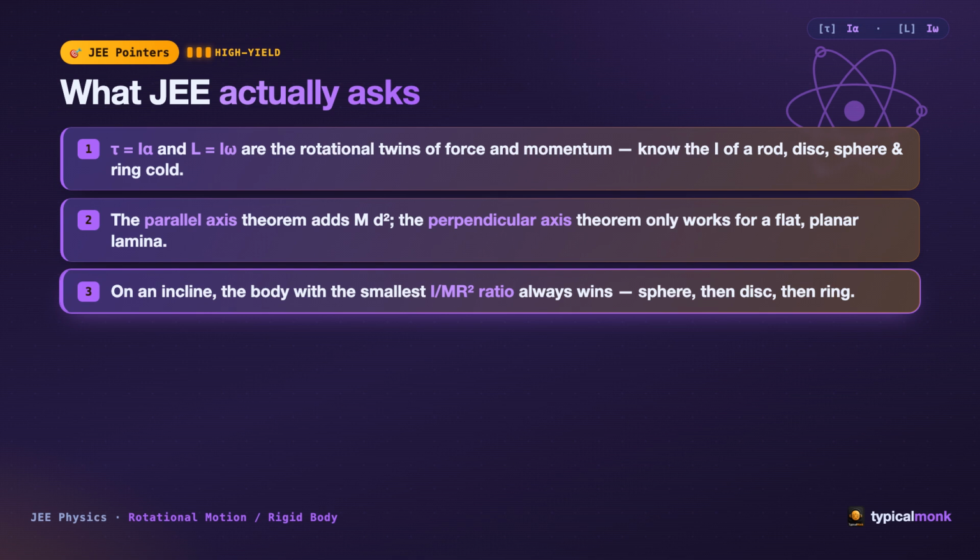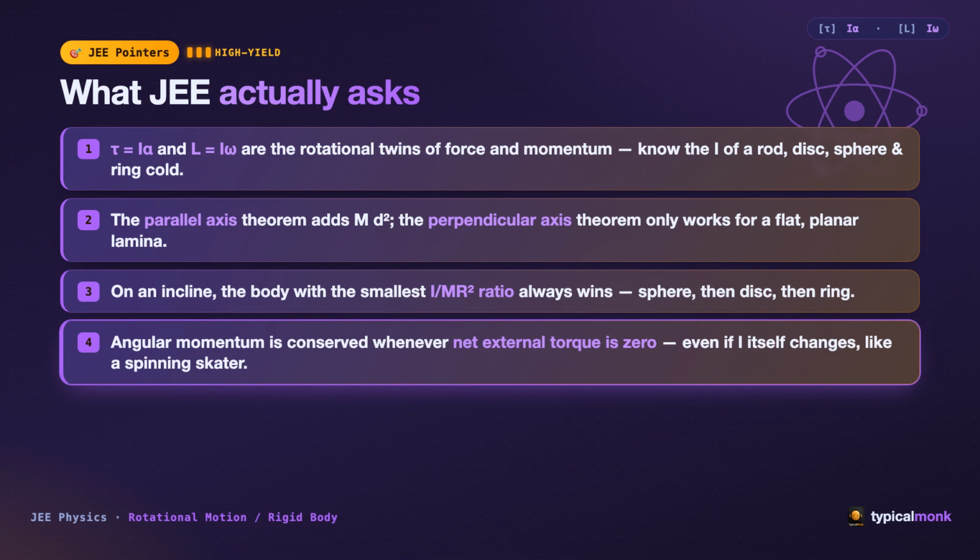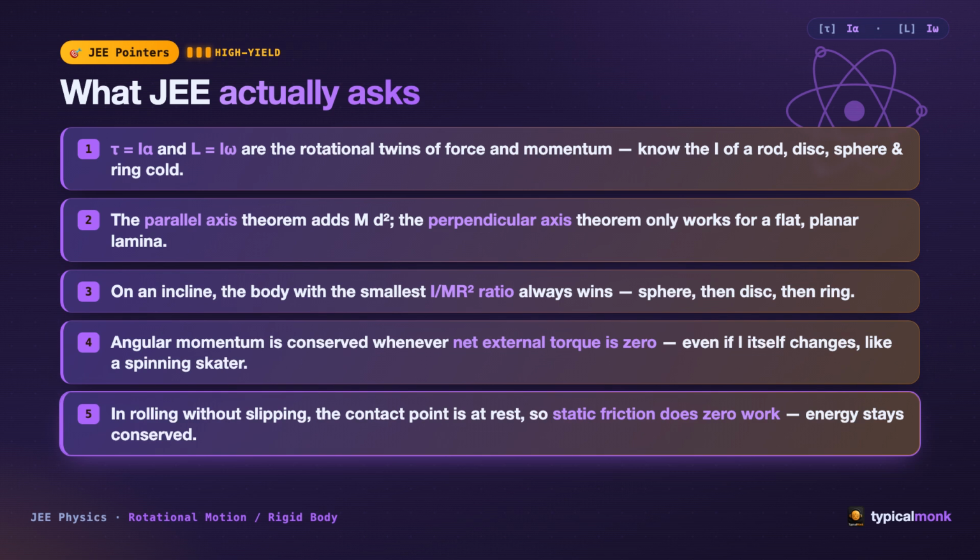3. In a race down an incline, the body with the smallest I over mr squared ratio always wins, sphere, then disc, then ring. 4. Angular momentum is conserved whenever the net external torque is 0, even if the moment of inertia itself changes, exactly like a skater pulling in her arms. 5. In rolling without slipping, the friction at the contact point is static, and the contact point is instantaneously at rest, so friction does 0 work, energy stays conserved.